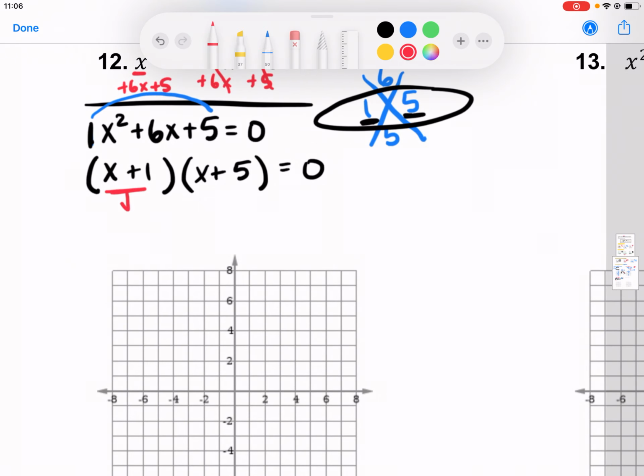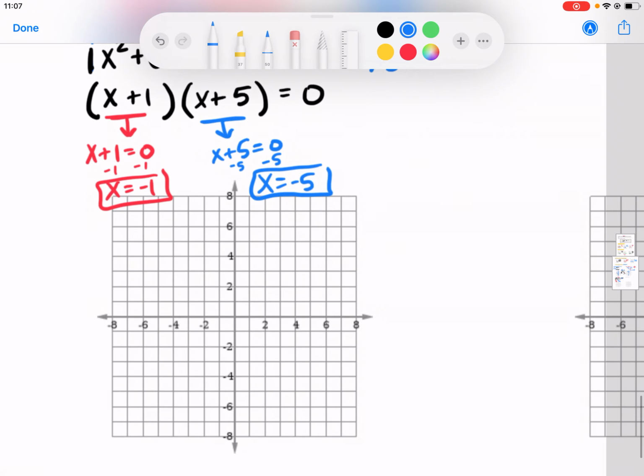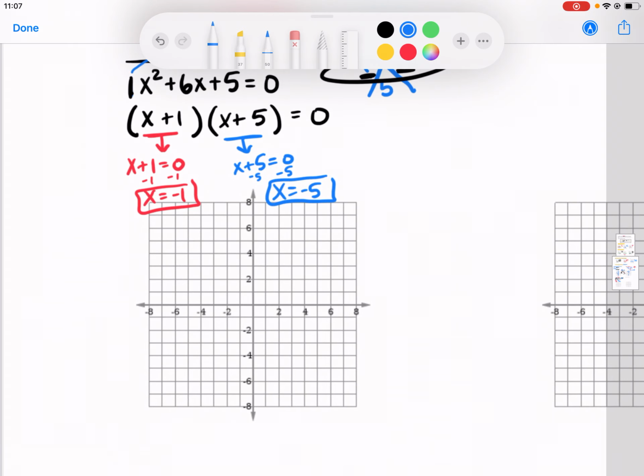Okay, we factored, so now we find our zeros. So I'm going to take x plus 1 and set it equal to 0 and solve by subtracting 1. So x equals -1. And then this one, we've got x plus 5 equals 0. So I'll solve by subtracting 5, so you get x equals -5. And then once again, I'm going to have you put both of those down. So we've got -1, -5. Remember, we don't care about what the y-axis says because this is a sketch. And then just draw a parabola.